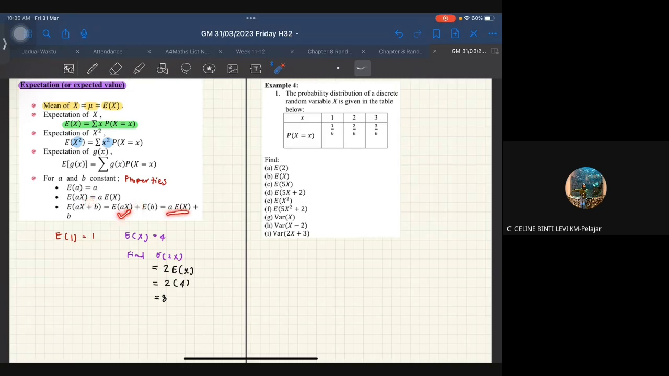Okay, so and then this one kita dah go through dekat second property. We will get A in front and then EX. Okay, and then this one we have gone through this one as well in the first property. We will get B. Settle.